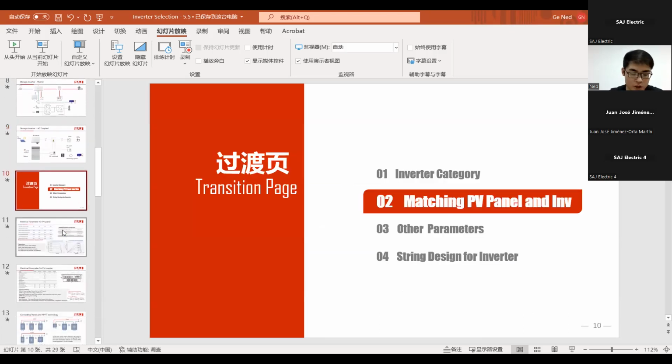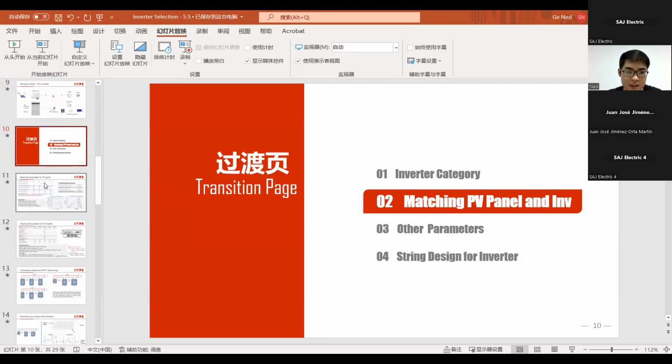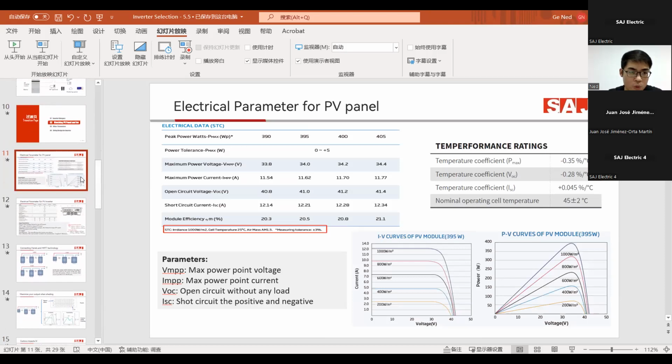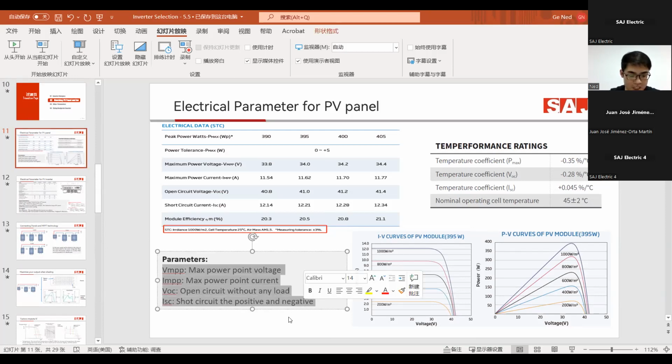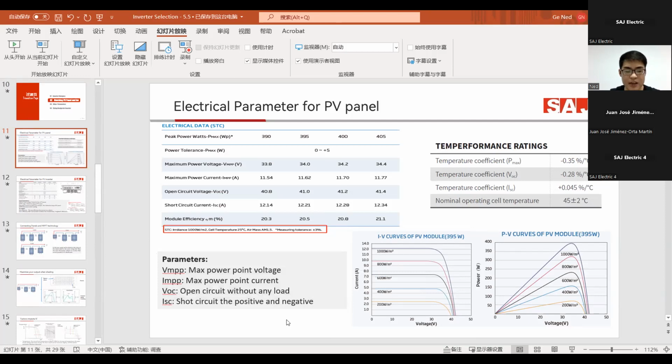Next section, we will introduce the PV panel parameters and the inverter parameters, mainly focusing on the electrical parameters. When we are selecting a PV panel for the system, as you can see here, we can find a data sheet. On this slide, I'm going to highlight 2 points. First, you can see the 4 parameters here are very important. They are related to inverter string design.